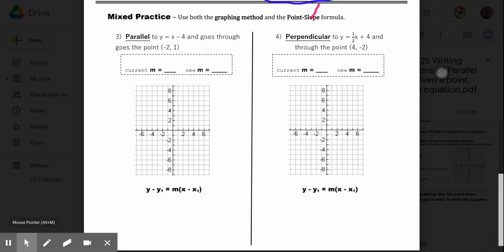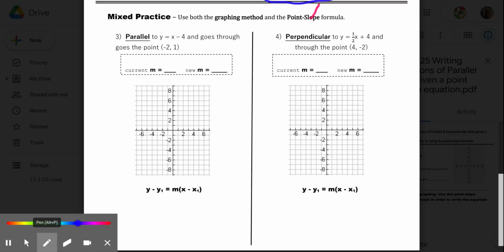All right, so we have some more mixed practice. This says use both the graphing method and the point slope formula. So on number 3, we want to draw a line that's parallel to y equals x minus 4 and goes through the point -2, 1. So right now, let's go ahead and graph the equation y equals x minus 4.